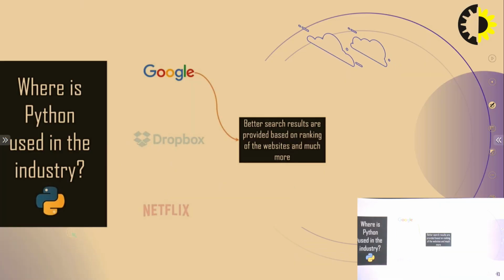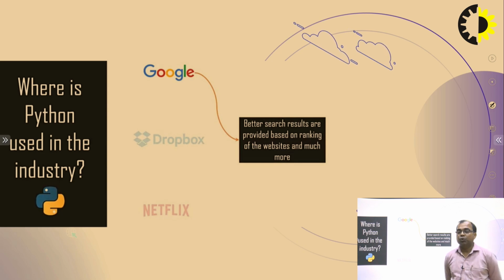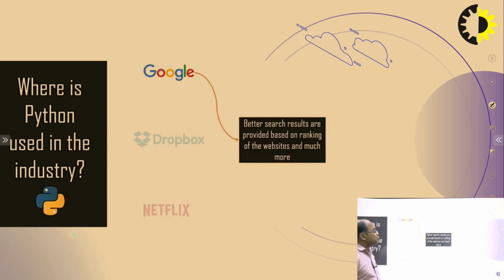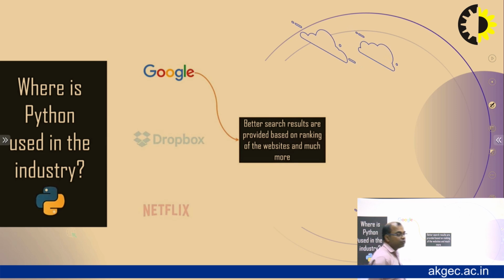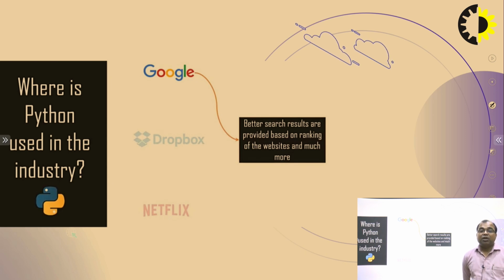Next, where is Python used in industry? From the industry's point of view, Python is already used by many giant companies like Google, Dropbox, Netflix and many more. Google is popular for its search engine, and that's why it uses Python to provide better search results based on the ranking of websites and much more. It gives better search results than others and ranks websites at a top level.